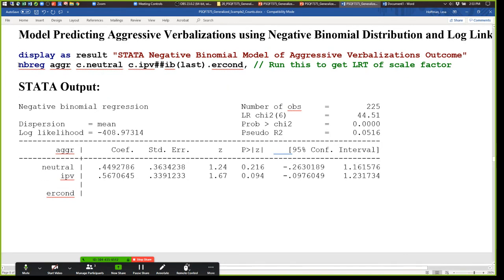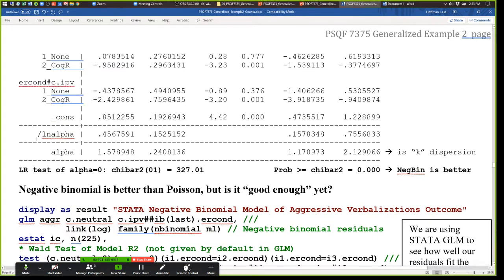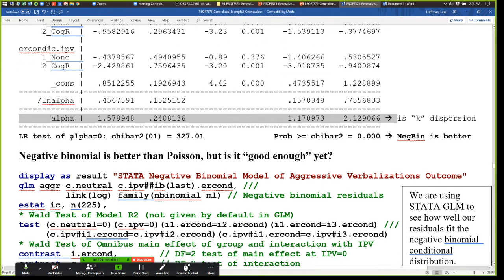So in Stata, I am switching temporarily to the nbreg command, which is negative binomial regression. The reason I am doing that is because it gives you the scale factor right here. And it gives you a likelihood ratio test as to whether that scale factor is 0. So it does the work for you of deciding if Poisson is good enough or if you need negative binomial.